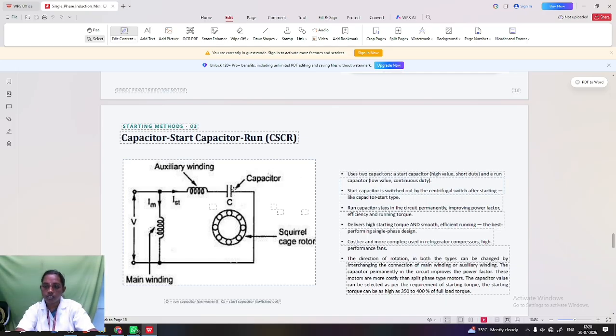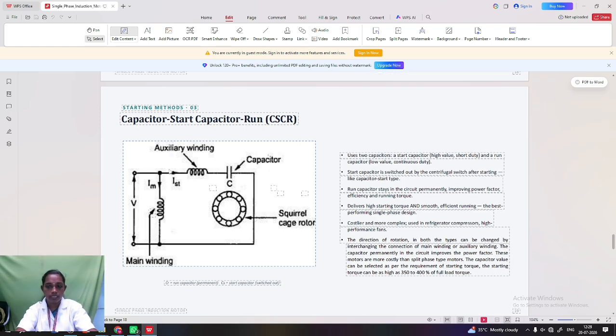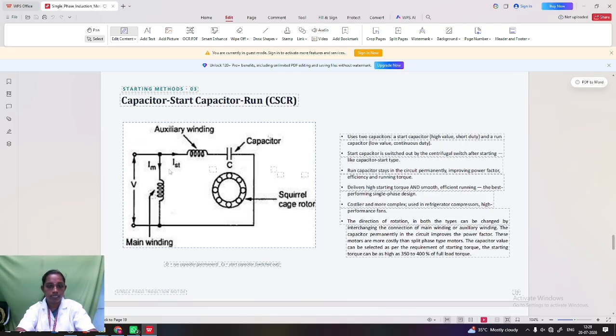The start capacitor is switched out by a centrifugal switch after starting, like a capacitor start type. The run capacitor stays in the circuit permanently, which improves the power factor, efficiency and running torque, delivering high starting torque and smooth, efficient running, the best performing single phase design. This makes it costlier and more complex, and it is used in refrigerators, compressors and high performance fans.